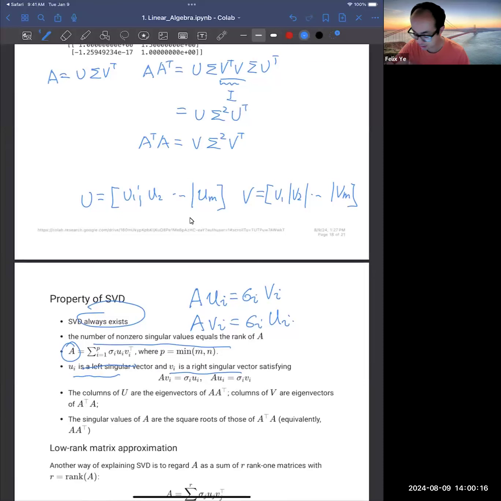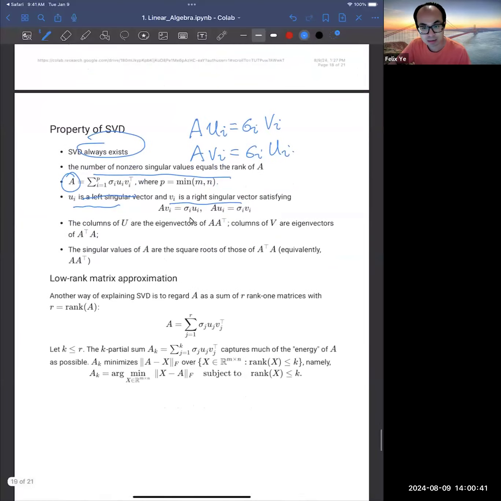Is it right? Yeah, that's right. So basically, U is the eigenvector of AA transpose, and V is the eigenvector of A transpose A. Okay, so this is something that is extremely powerful.